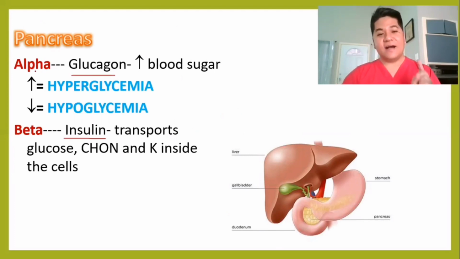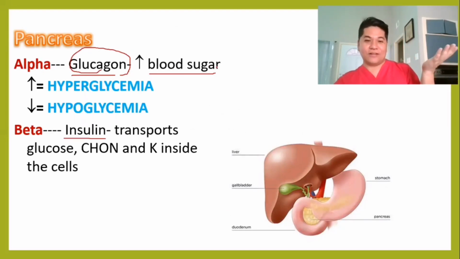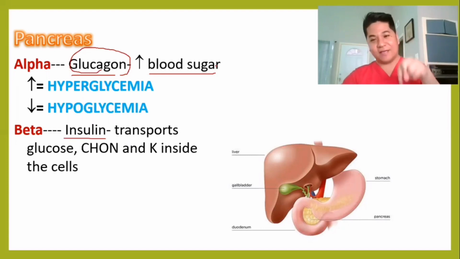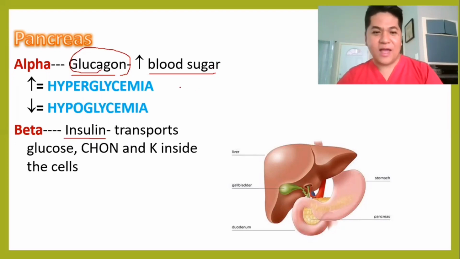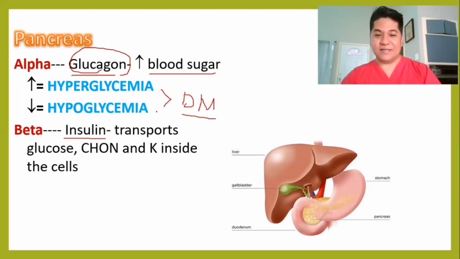Now, the alpha cell secretes glucagon, and glucagon is responsible for increasing the blood sugar. So therefore, increased glucagon means hyperglycemia. If decreased, then therefore hypoglycemia. Both are also symptoms of diabetes mellitus. Okay, remember this. Sometimes you would discuss this under diabetes mellitus.